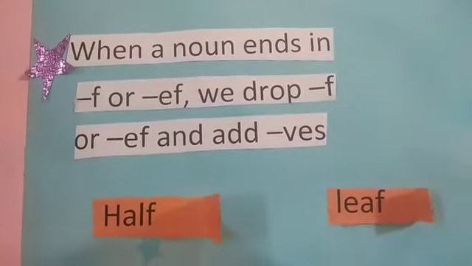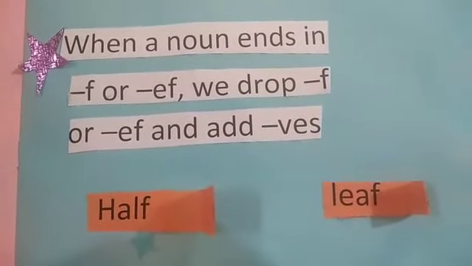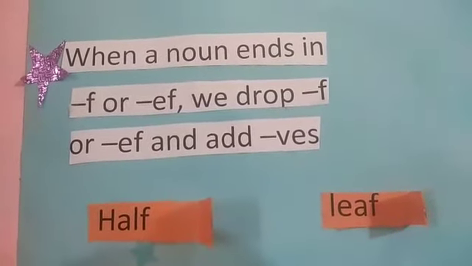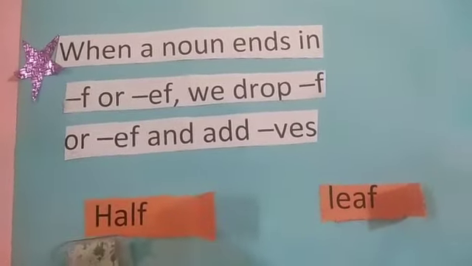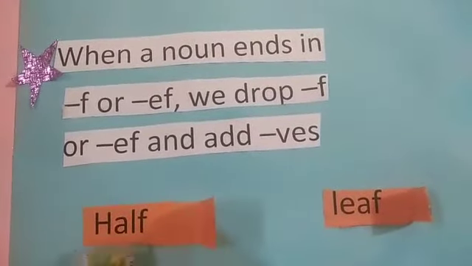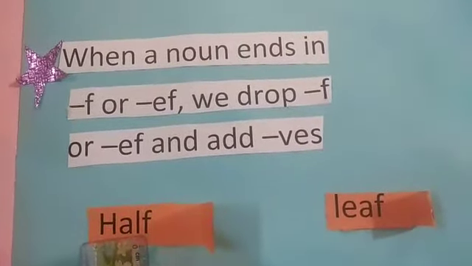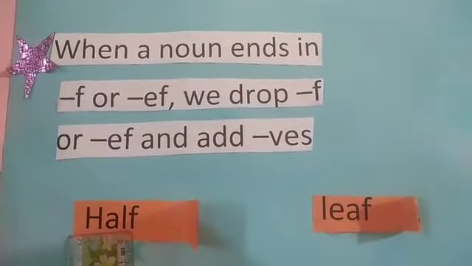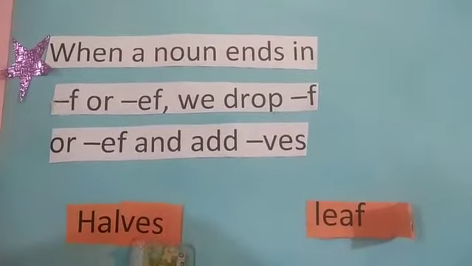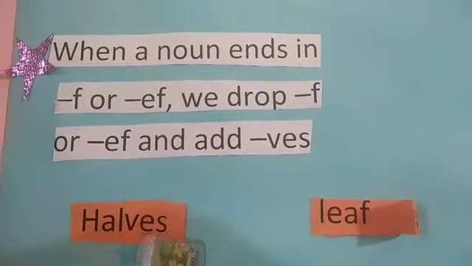Let's move to the next rule, and it is when a noun ends in f or fe, we drop f or fe and add ves. Like the noun half. Half is a singular noun and there is an f at the end of this noun. So we know that when any noun ends in f or fe, we drop f and add ves to make it plural. Half is a singular noun and halves is a plural noun.